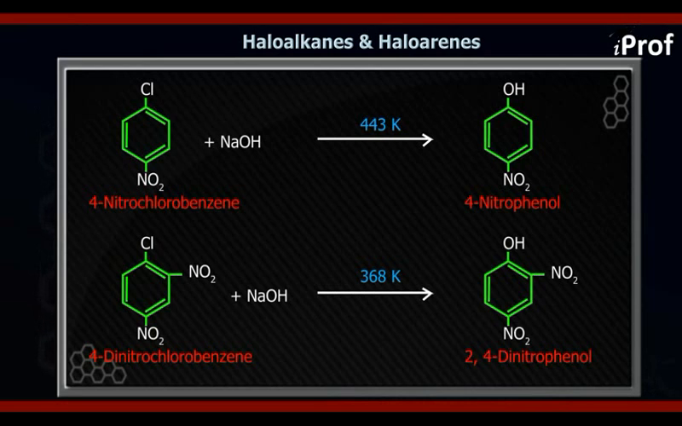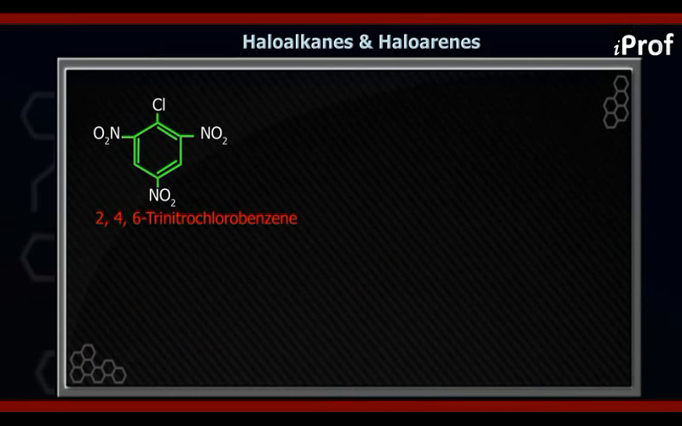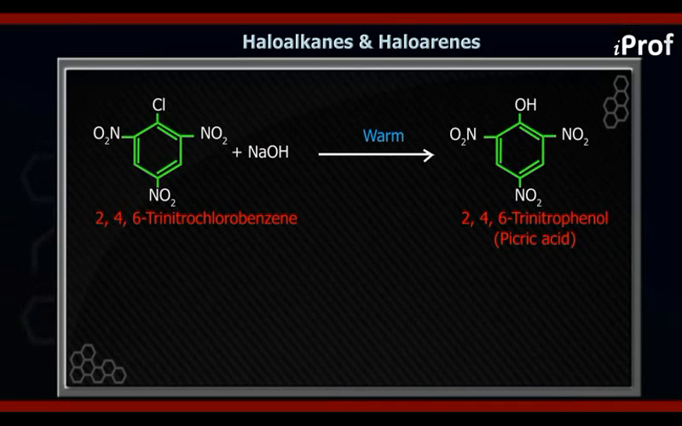So what you can clearly observe over here is that the moment you add more electron withdrawing groups, the reaction becomes easier. Similarly, if you add one more electron withdrawing group, we call it 2,4,6-trinitrochlorobenzene. In this case, you just need to warm it with aqueous NaOH, and it will form picric acid, which is known as 2,4,6-trinitrophenol.